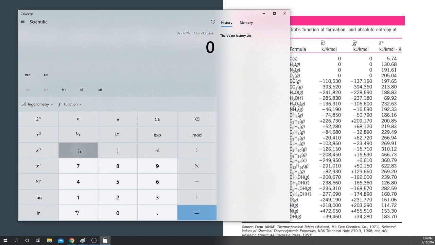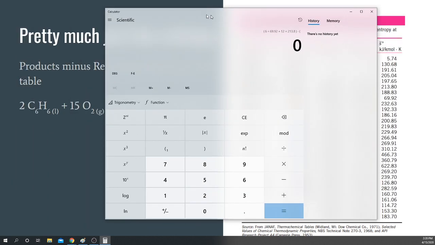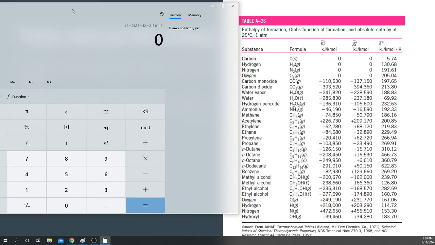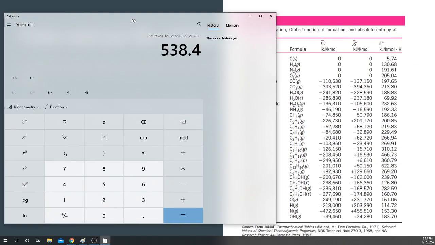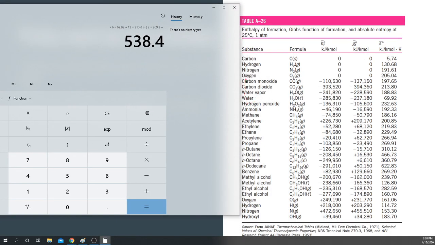Now we subtract our reactants. We have 2 benzenes. 2 times benzene, 269.20. Plus oxygen. There's 15 of those. And here's oxygen, 205.04. Now, notice that there is not a 0 there.